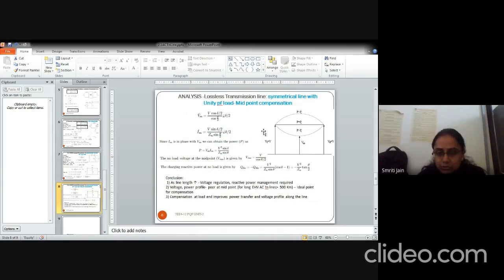So you can see the total power at the midpoint of the transmission line will be given by VM IM. You have found these two values, multiply them, and you will get this value. Now the no load voltage at the midpoint will be given when delta is equal to 0. So VMO will be V by cos theta by 2. And the no load reactive power will be the charging reactive power. So QSO will be equal to minus QRO, because we are assuming that this is a symmetrical line. So this will be given by this equation.